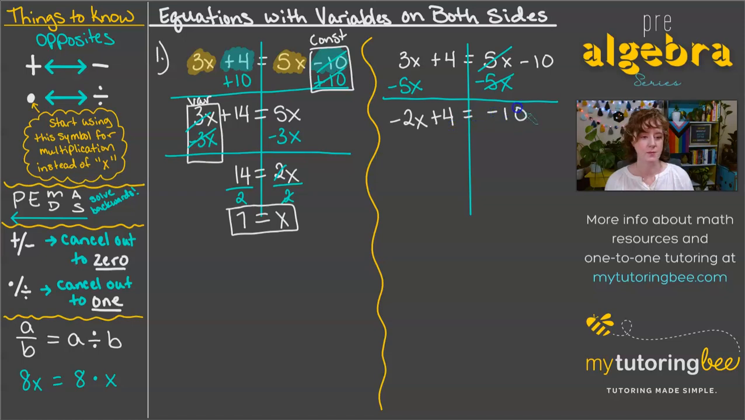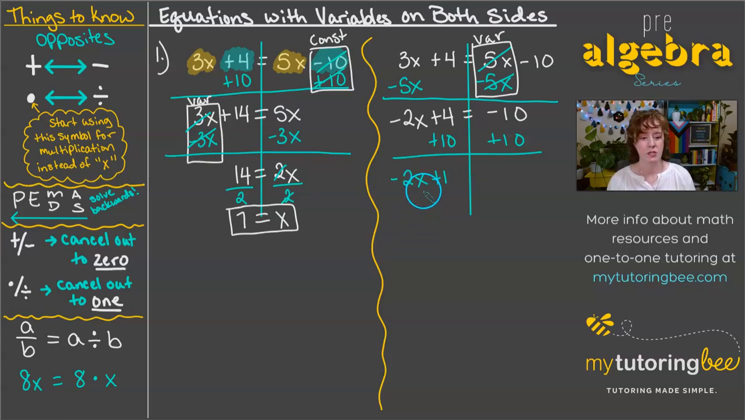equals negative 10. Okay, and since I canceled out the variable over here on the right, that means I have to cancel out my constant over here on the left. Now, I could cancel out this constant by adding 10 and adding 10, but what would that really get me? It would get me minus 2x plus 14 equals 0. With both of my terms over here on the left, that doesn't really help me to solve it.